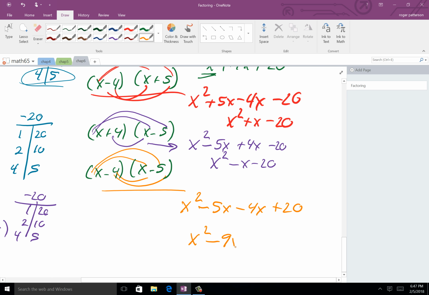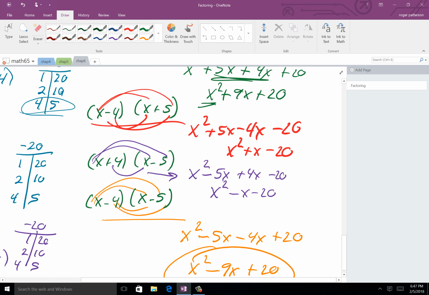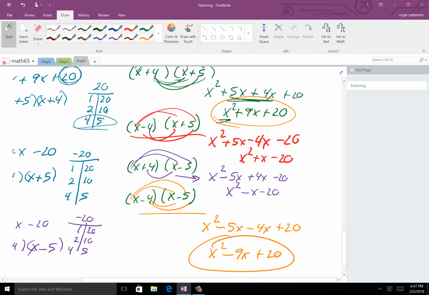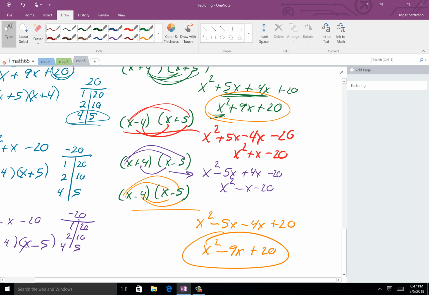Yeah, minus 9x plus 20. Okay, so this one is pretty much the same as that one. The only difference is this sign this time. Notice that these two are the same. Well, how come this is a plus 20? Where'd that plus 20 come from? Yeah, a negative times a negative.